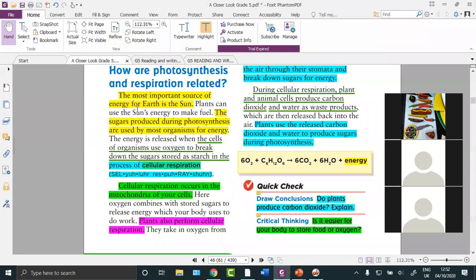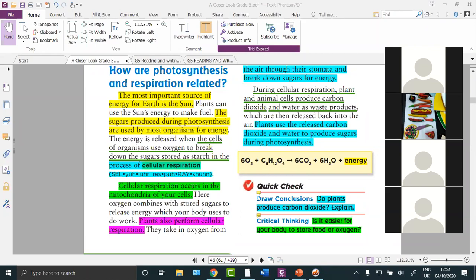Open your book, page 56. Page 56. Hatem, please read. The most important source.